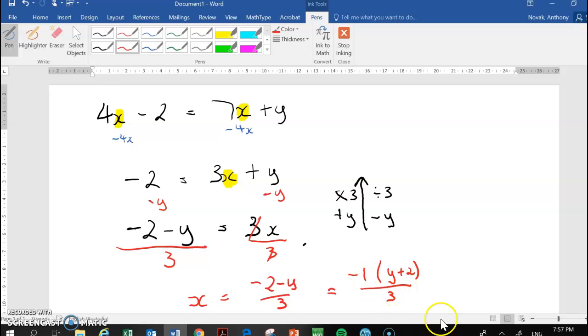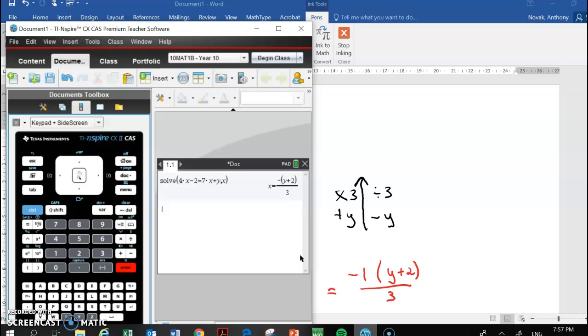So let's check our calculator again. And yes, they certainly did. It took the minus 1 out. Remember, the 1 doesn't have to show up. So that's how you do question 6a.